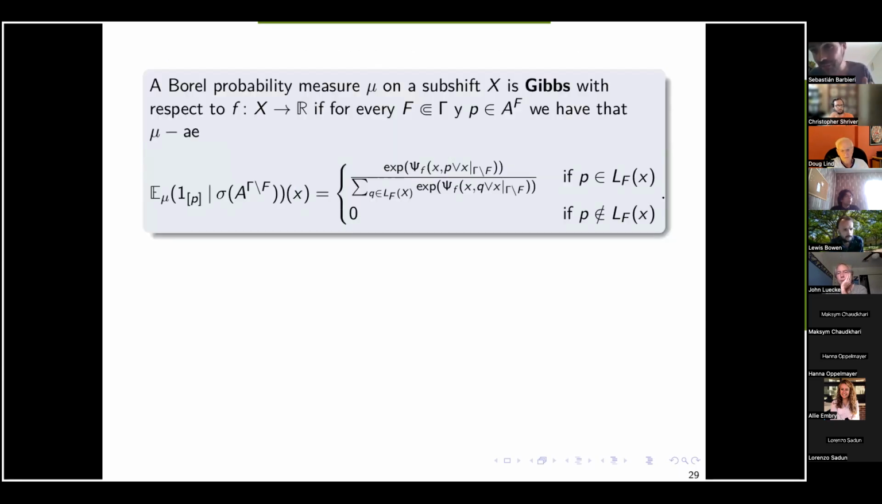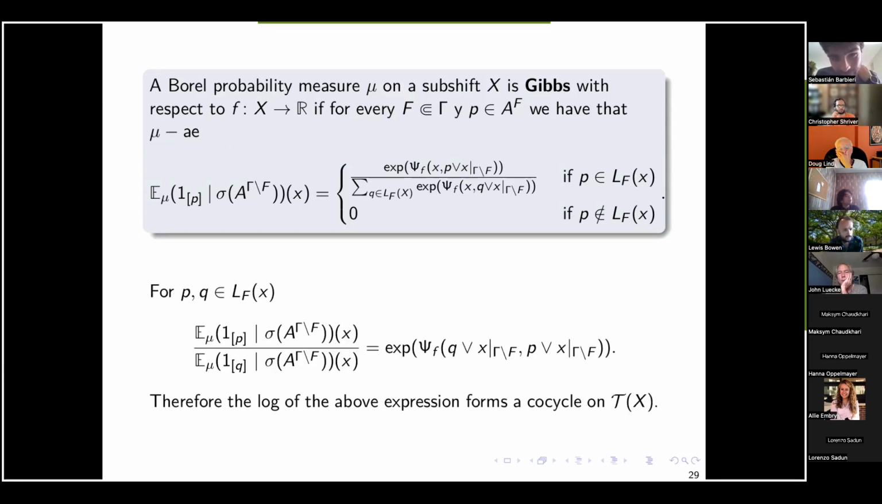Okay, so it's a characterization of the topological Markov property in terms of these two equivalence relations. I just copied and pasted here the definition of Gibbs measure because I'm going to give a slightly different definition of Gibbs measure, which is equivalent.